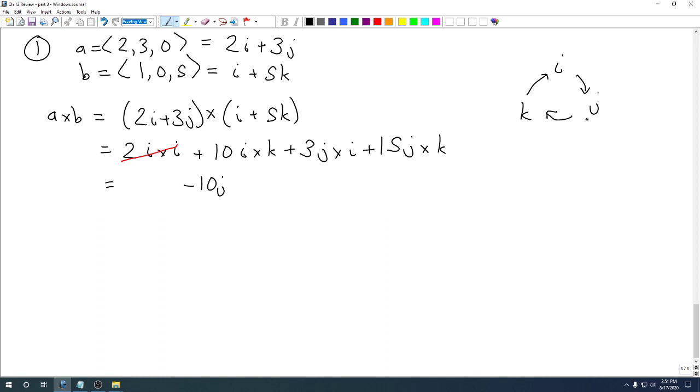J times I, so j to I, again we're going against the arrows, so we'll get a negative k. So this will actually turn into a negative 3k. And then finally j cross k, we're going with the arrows this time, so we get a positive I, so we have a positive 15i. Or in other words, if we want to write it back in angle brackets, which again you don't have to do, but you can, it's going to be <15, -10, -3>.